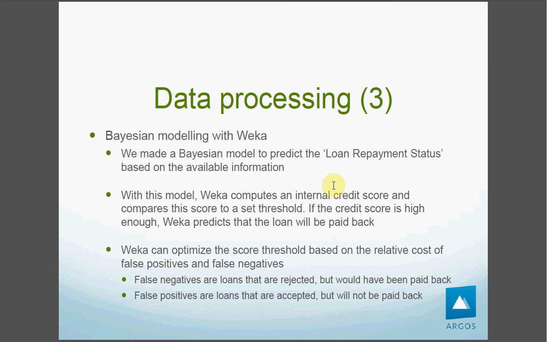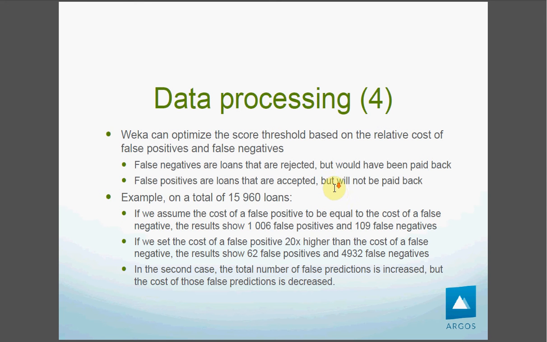This Bayesian model allows WEKA, which is an open source collection of machine learning algorithms to apply to datasets, to compute an internal credit score. This credit score is compared to a set threshold. If this credit score is high enough, WEKA will predict the loan will be paid back. This threshold can be optimized based on the relative cost of accepted bad loans, or false positives, and rejected good loans, also called false negatives.